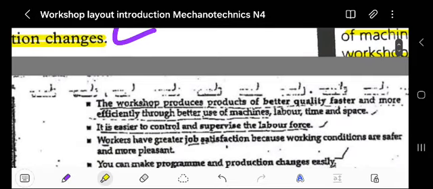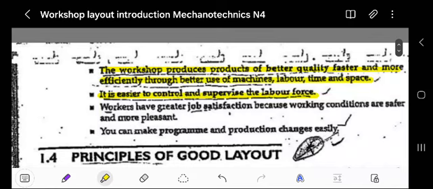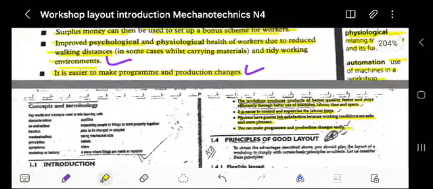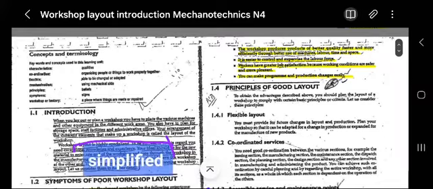Continue. The workshop produces products of better quality, faster and more efficiently, through better use of machines, labor, time and space. Simplified, it is easy to control and to supervise the labor force. Simplified, workers have greater job satisfaction because working conditions are safer and more pleasant. Simplified, you can make programs, and production change is simplified. Right, so we now know what we have there.